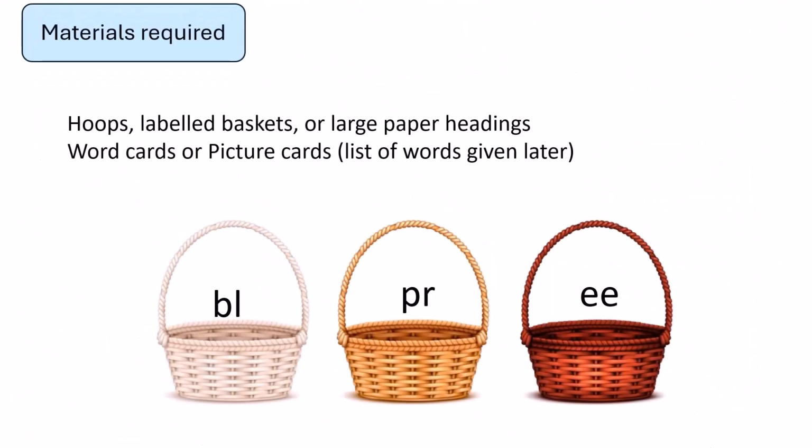Here, the materials required for this game are quite simple. Take 3 baskets and label them with particular blends. And then hand the learners a list of words or word cards or picture cards that they need to sort and put it under the respective blend baskets.